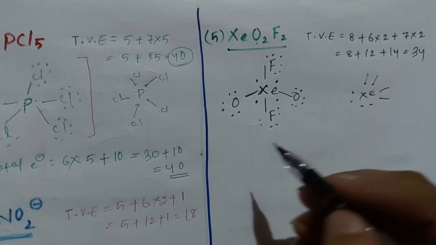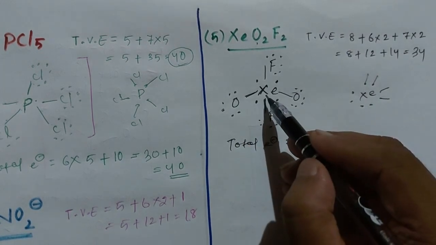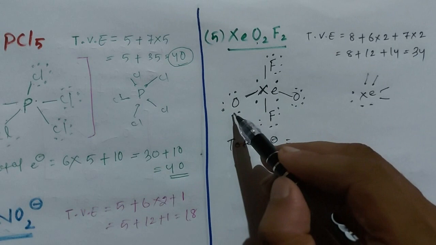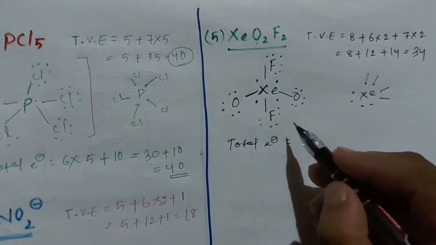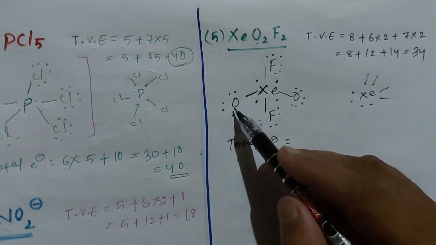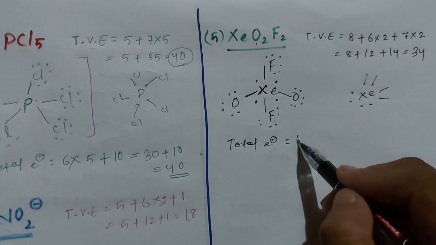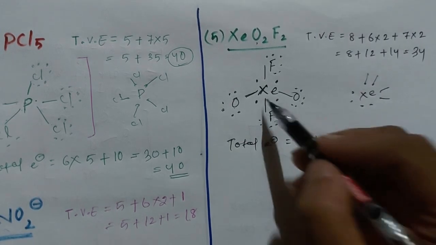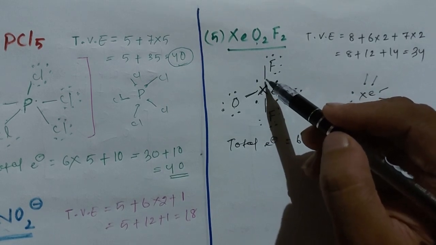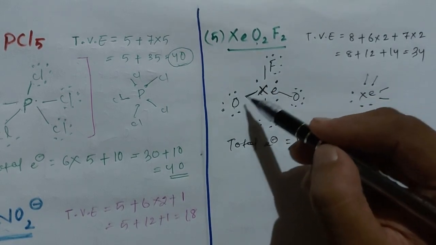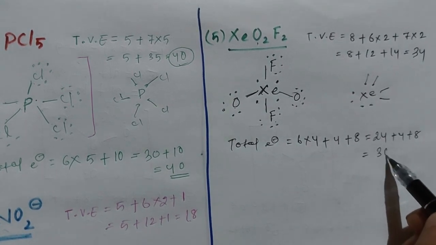Now we will calculate the total electrons. Here oxygen contains 6, fluorine contains 6, oxygen contains 6, fluorine contains 6 non-bonded electrons around this oxygen, this fluorine, this oxygen and this fluorine. So the total is 6 into 4 plus xenon has 1 2 3 4. How many bonded electrons? 1 2 3 4 5 6 7 8. So this is equal to 36.